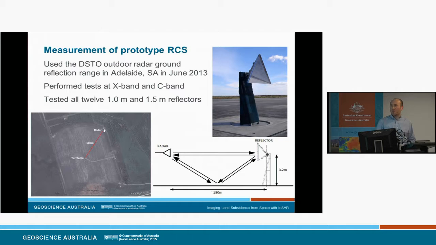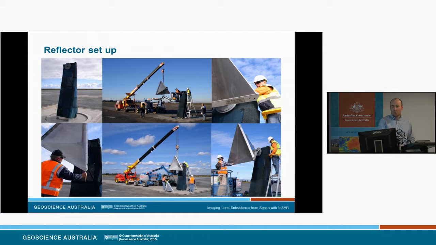So we performed the experiments at X and C band and on the 1 metre and 1.5 metre corner reflectors. It was quite a difficult experiment to set up given the size of the corner reflectors, and we needed to use cranes to come in and lift the corner reflectors onto the stand at the end of each test. We also were very careful to make sure that the corner reflectors were precisely aligned with respect to the radar, so we used digital levels and plumb lines to make sure that the reflectors were perfectly facing the radar itself.